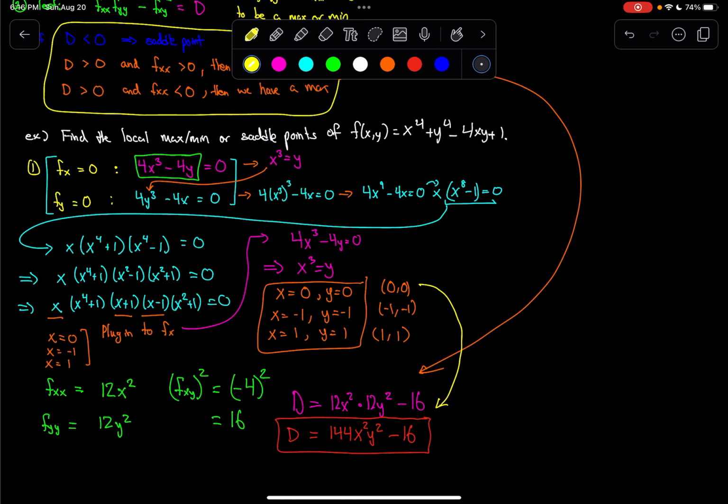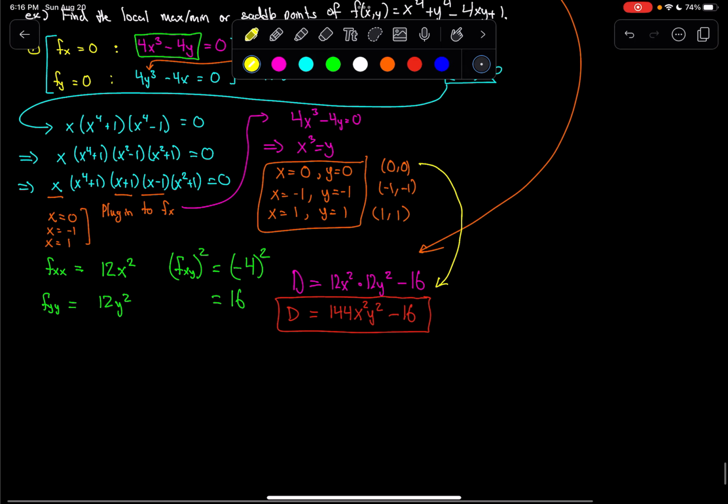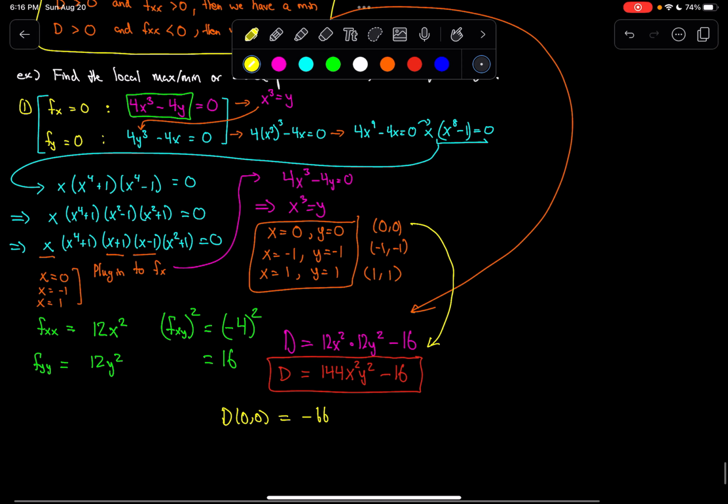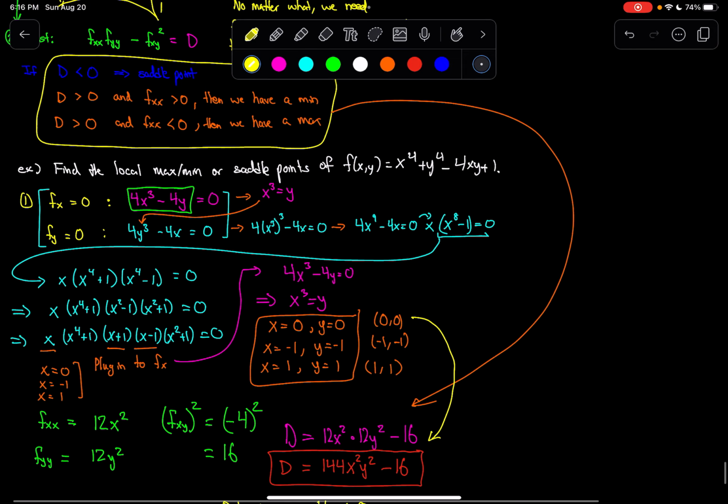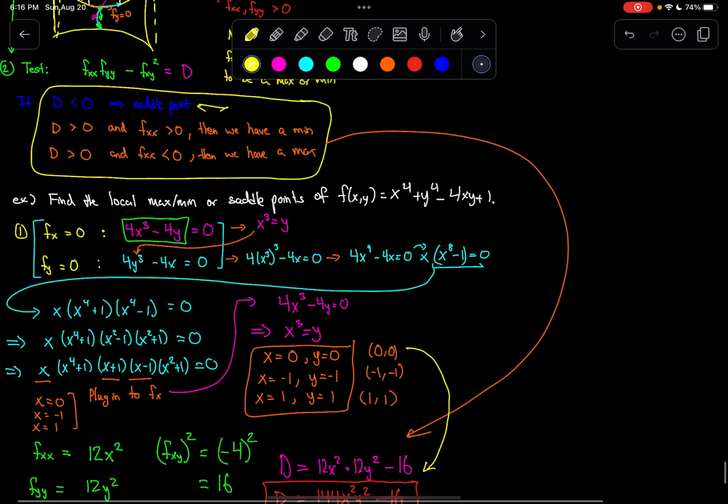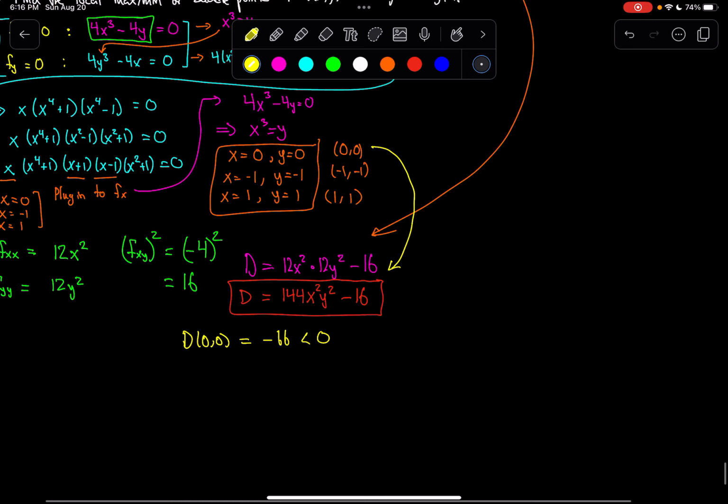So we're going to do this test for all 3 points. What is the value of D at the point (0, 0)? Well, that's just going to be -16, which last time I checked is a negative number. And when D is a negative number, as we see up here, we get a saddle point. So this is a saddle point.